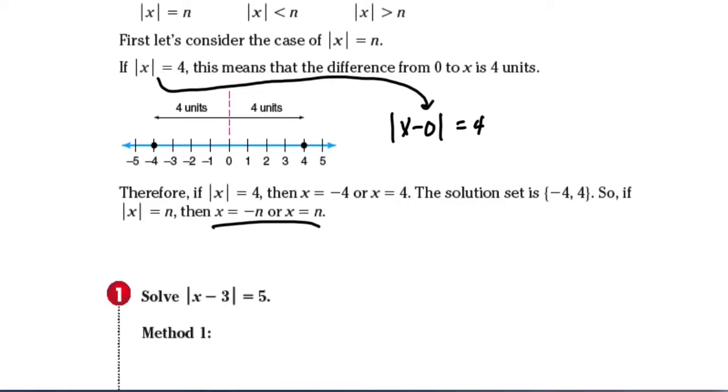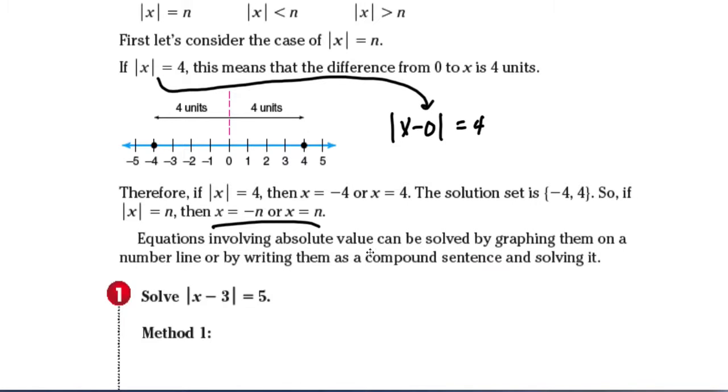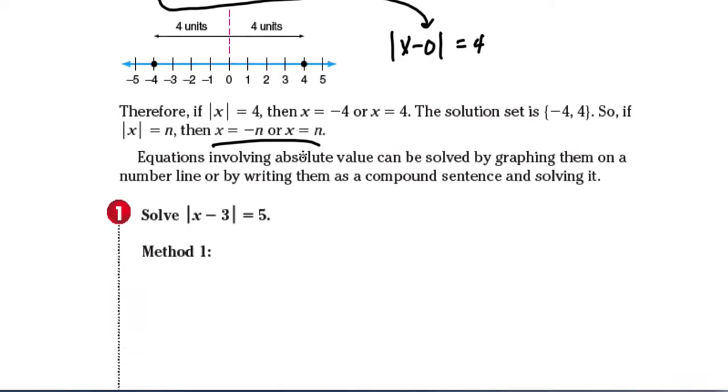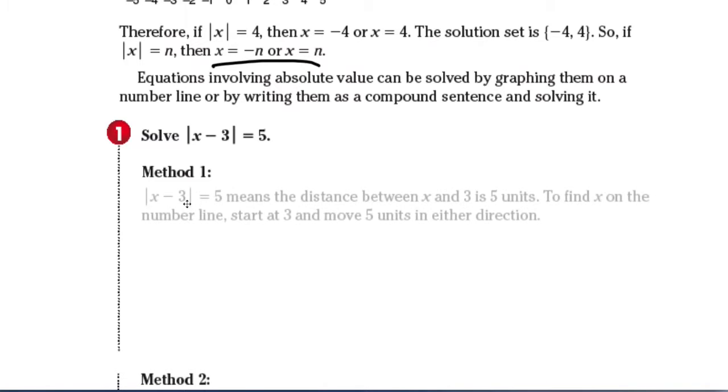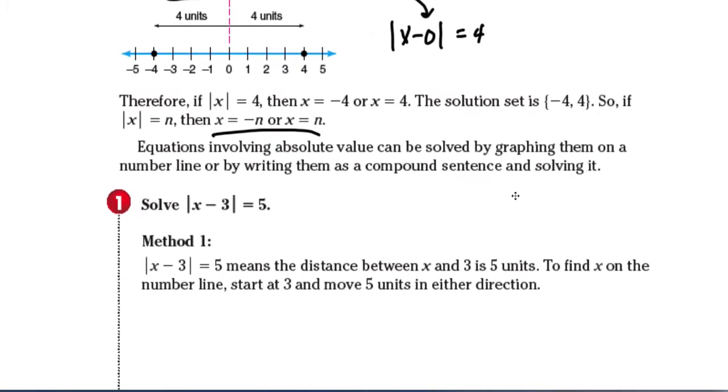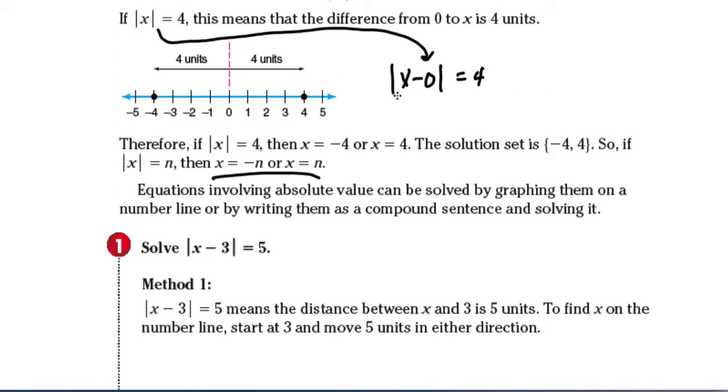Before we do that, equations involving absolute value can be solved by graphing them on a number line or by writing them as a compound sentence and then solving it. Let's see method number 1, and that means we need to graph it. We want to find out the absolute value of x minus 3 equals 5. The absolute value of x minus 3 equals 5 means the distance between x and 3 is 5 units.